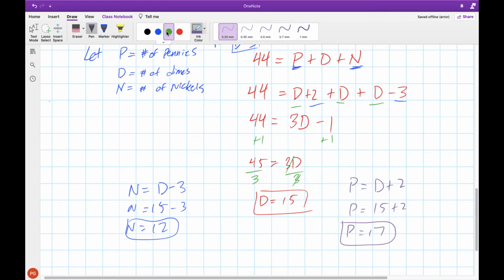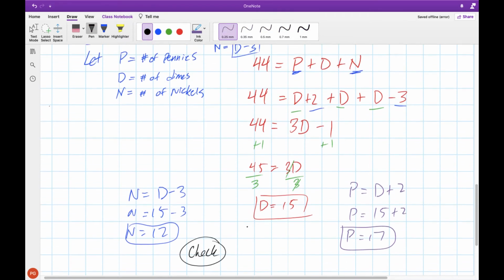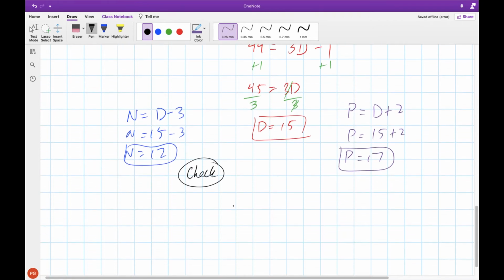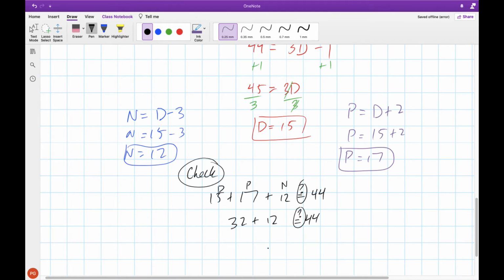Before we move on with our question, we've got to check it. We should end up with 44 coins when we add up our pennies, our dimes, and our nickels. So 15 plus 17, that's our dimes plus our pennies, plus our nickels. Does that all add up to 44? 15 plus 17, that's 32. 32 plus 12, that's equal to 44. And there we go. We got the same number on both sides, so we know we got this question right.